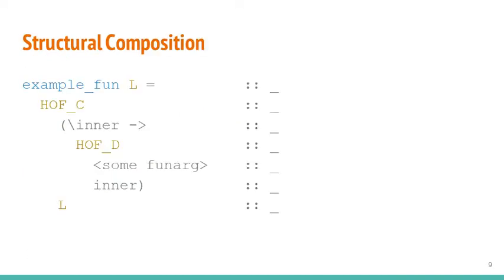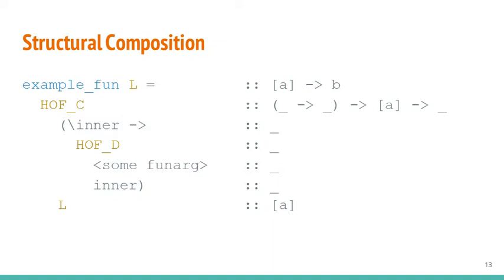Let's just do a bit of type analysis on this example that we have. We'll wrap that example in a function called example_fun, which takes in a list of A and produces some type B. Of course, that means that L must have that same type, a list of A. We also said that we're focusing on list higher order functions. So we know that HOFC will take in a function and a list and will output something.